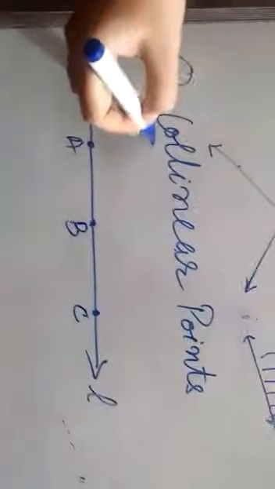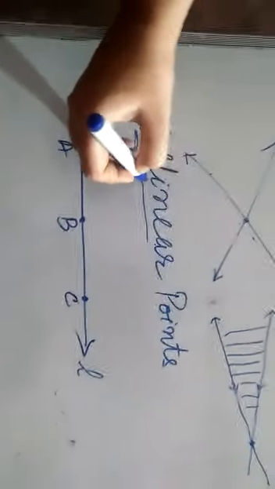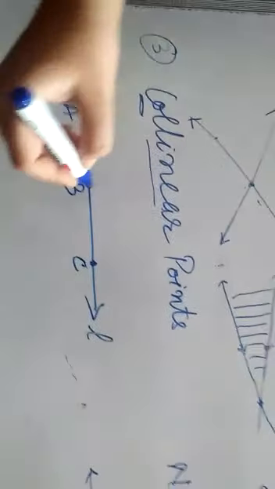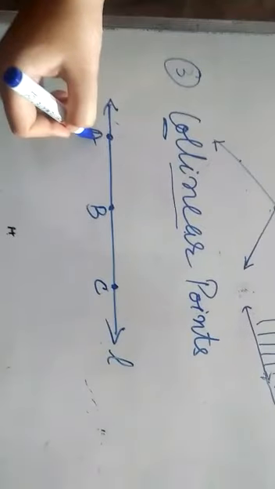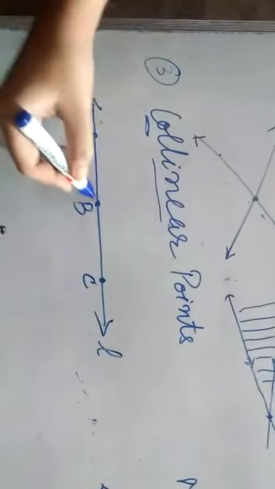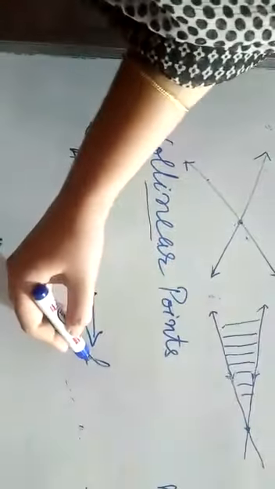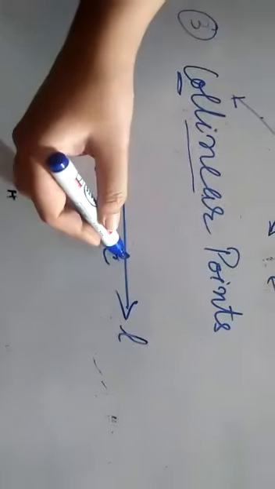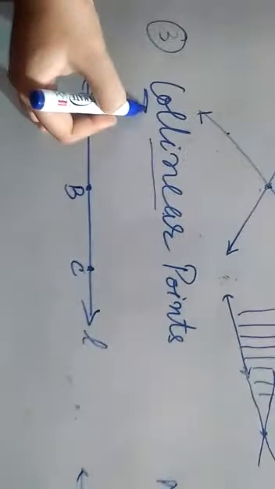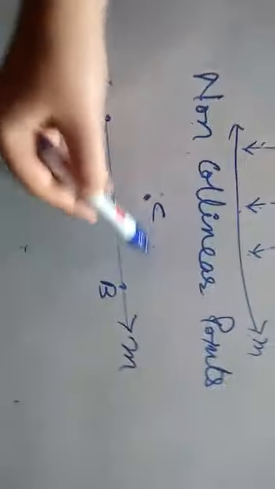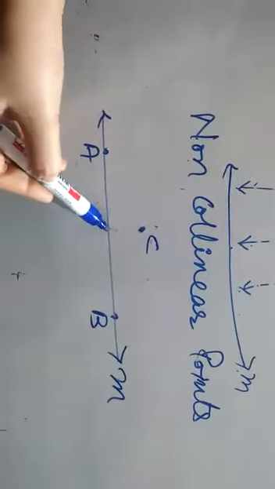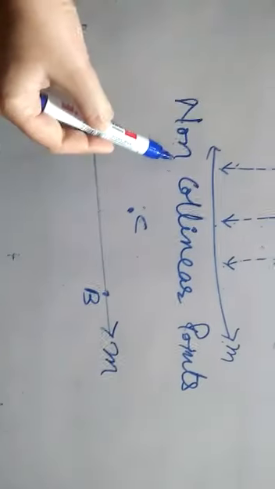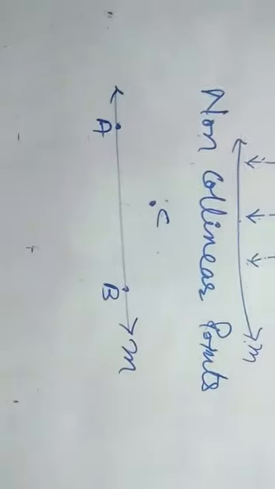Next we have collinear points. What about collinear? See, co-linear. It means they have a common line. When three or more than 3 points lie on the same line. See, L is a line, A, B and C, they lie on the same line. So they are called collinear points. When the points A, B and C, they don't lie on the same line, they are called non-collinear points.